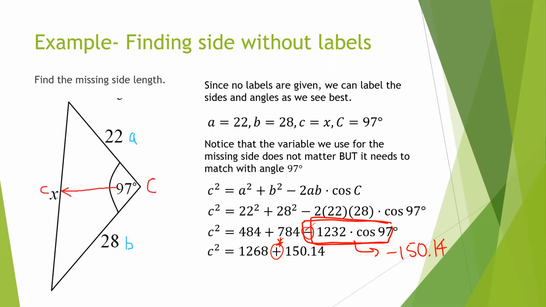And the reason for that is because you're subtracting a negative, which is getting 1,268. And where did I get that from? That's just from 484 plus 784. That gives me 1,268. I add 150.14. This ends up giving me 1,418.14. And my last step here, I simply take the square root on both sides. And when I take the square root, again, I only consider the positive answer because it's a real life situation. And I get 37.7 centimeters. And that's my side length that's missing.